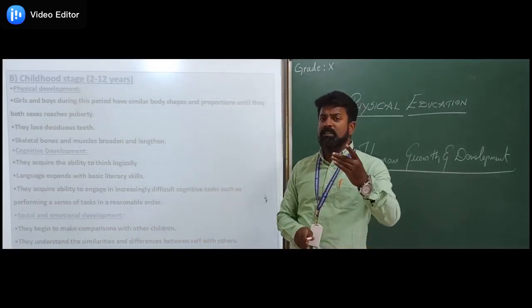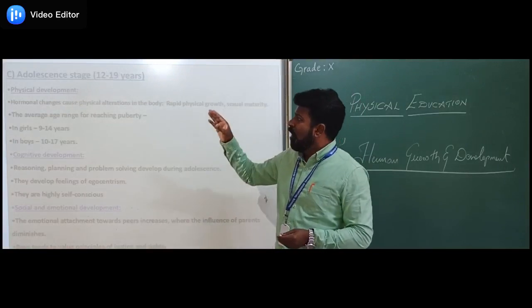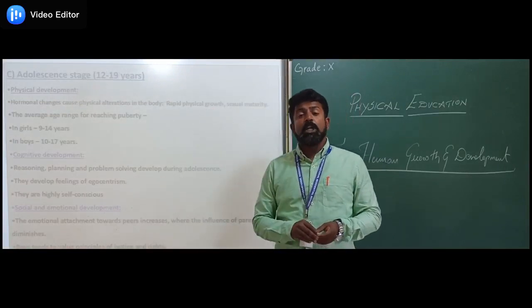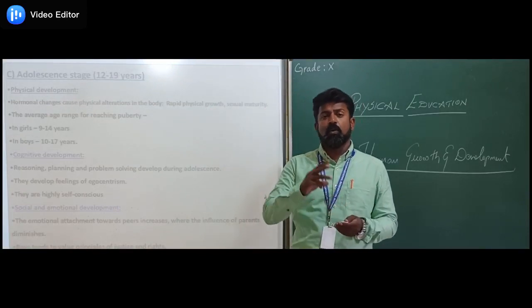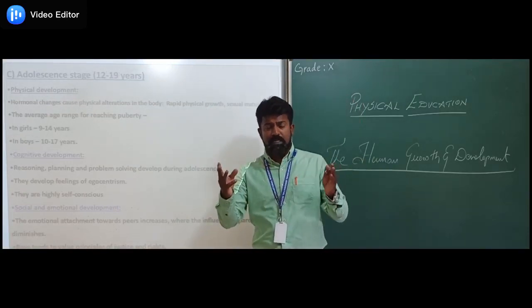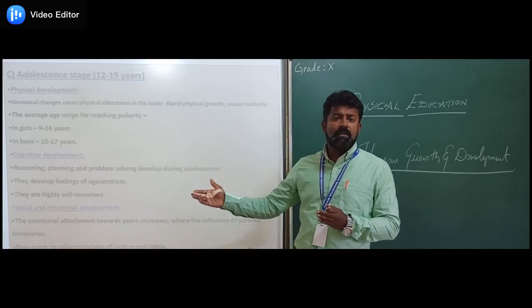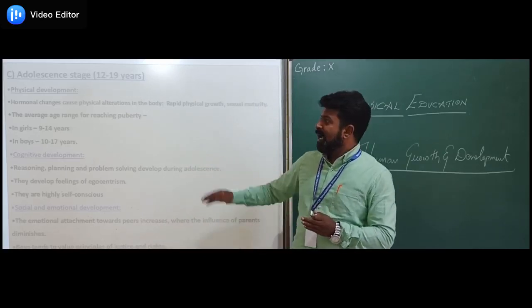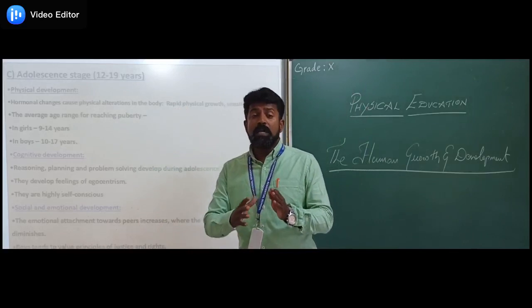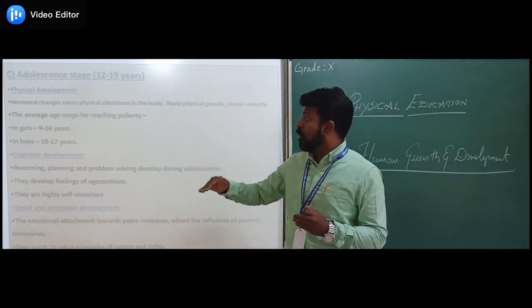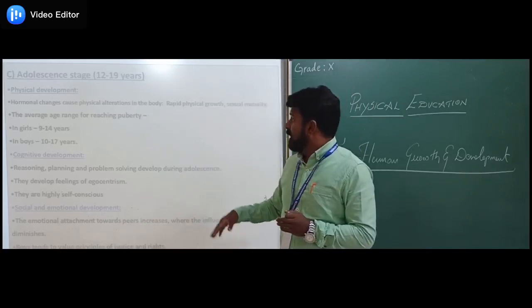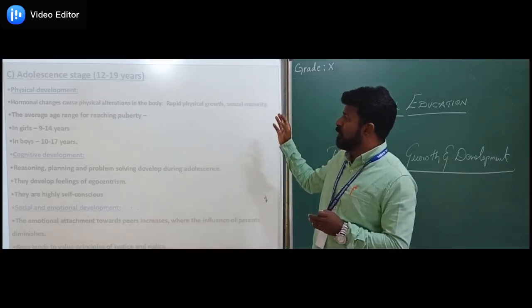Next we go on to the third stage, that is the adolescent stage. It is 12 to 19 years. Again in this stage we are going to see three developments: physical, cognitive, and social and emotional. In physical development, hormonal changes take place. So hormonal changes, when I say the physical alteration in the body, that is rapid physical growth, sexual maturity.